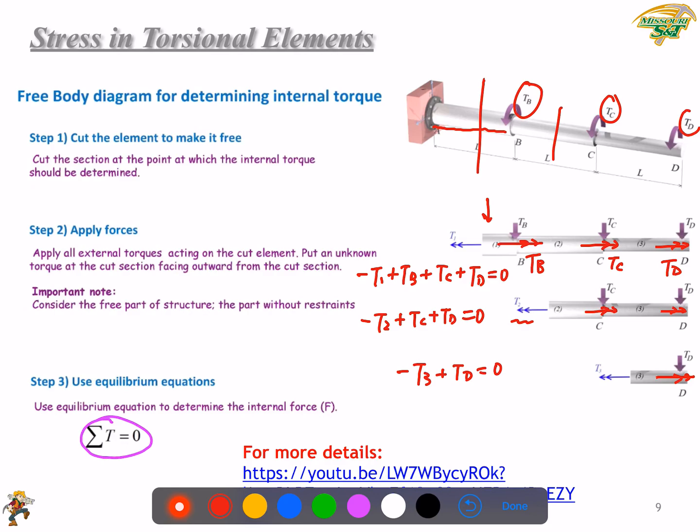So here you can solve everything. You can solve TD first of all, then TC, then TB. So you can solve all of these internal torques in section AB, section BC, and section CD. Right? So you can solve these torques, and then you know the C or rho, and then you can calculate the J, so you can calculate the shear stress at any point through the cross section of a torsional element.